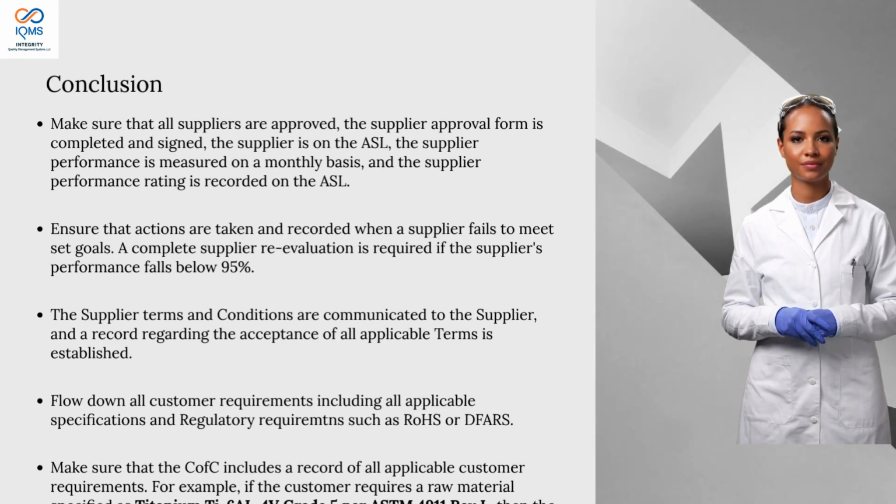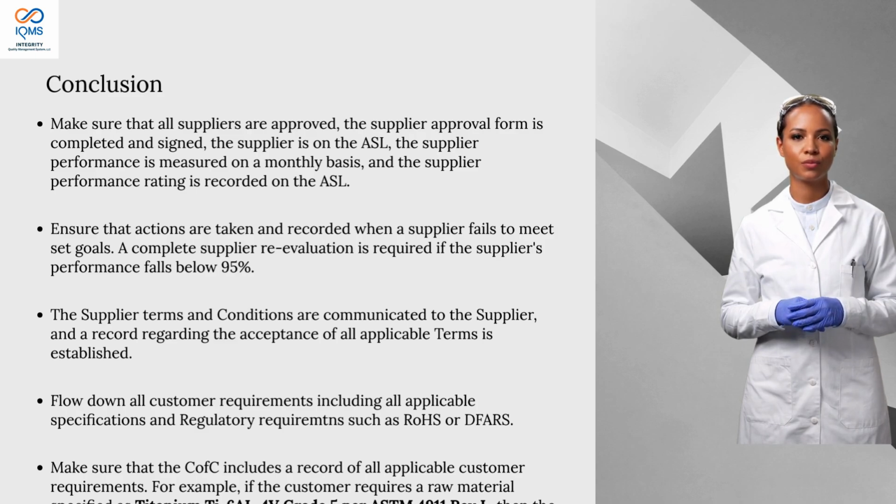Conclusion. Make sure that all suppliers are approved, the supplier approval form is completed and signed, the supplier is on the ASL, the supplier performance is measured on a monthly basis, and the supplier performance rating is recorded on the ASL. Ensure that actions are taken and recorded when a supplier fails to meet set goals. A complete supplier reevaluation is required if the supplier's performance falls below 95%.